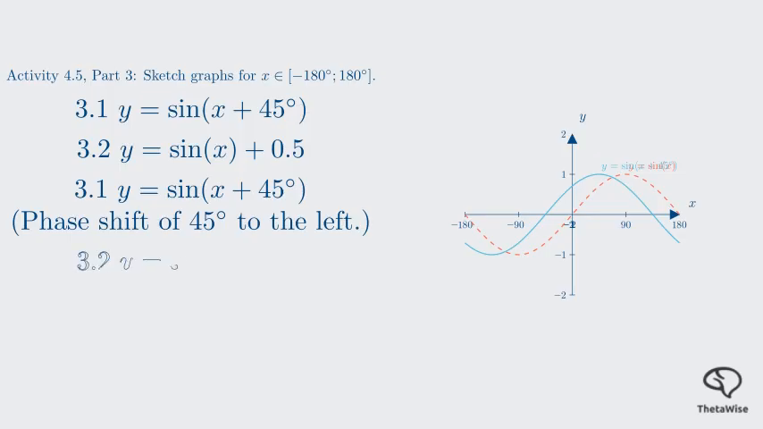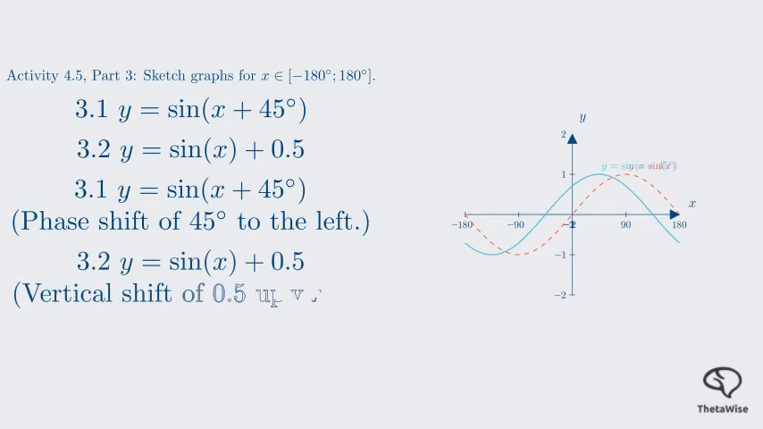Equation 3.2 is y equals sine of x plus 0.5. This is a vertical shift. The plus 0.5 outside the function means we shift the graph 0.5 units upwards. Now we take our dashed red line and add 0.5 to every y value. The x-intercept at 0 becomes 0, 0.5. The maximum at 90 moves from 1 to 1.5. The minimum at negative 90 moves from negative 1 to negative 0.5. Let's draw this in green.